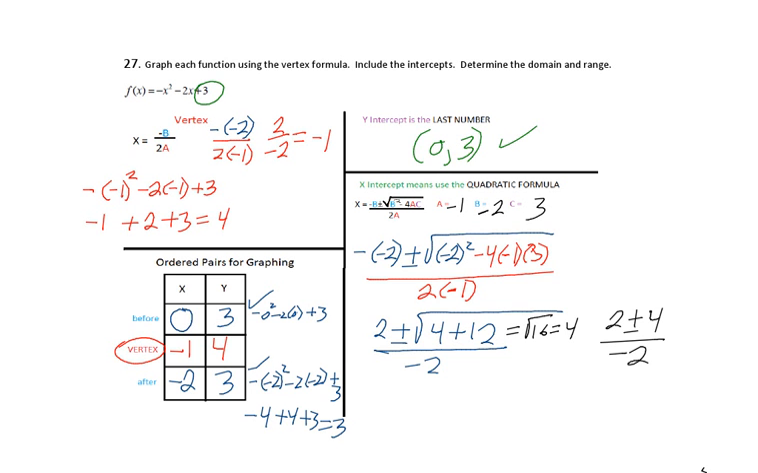If you add, 2 plus 4 is 6. 6 over negative 2 is negative 3. So that's your first x-intercept. 2 minus 4 is negative 2. Divide by negative 2, you get positive 1. Your second x-intercept. Okay, so let's go to the graph.